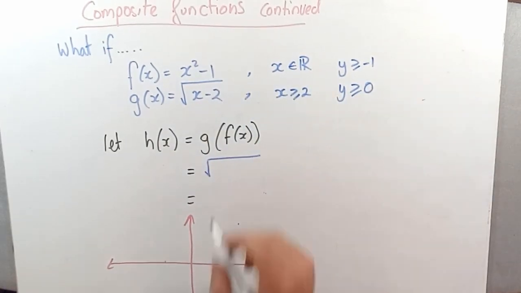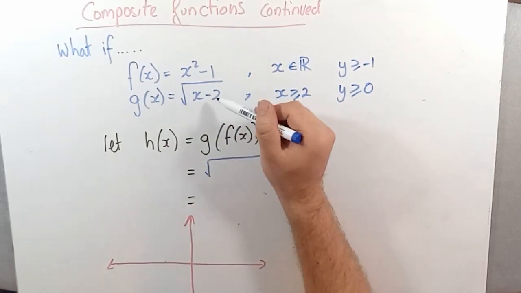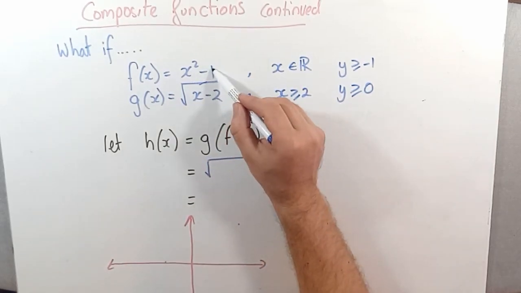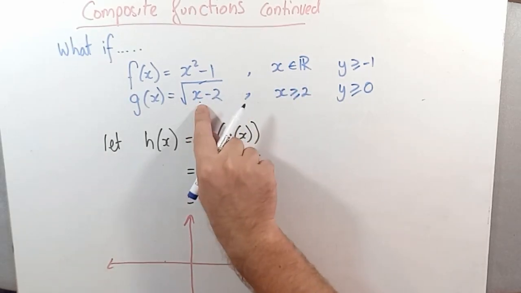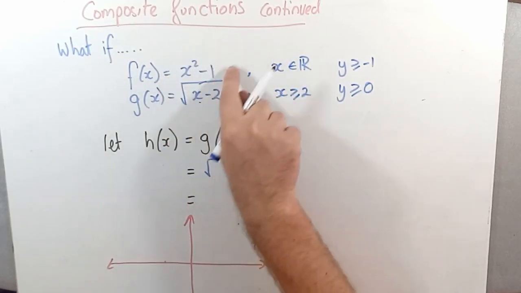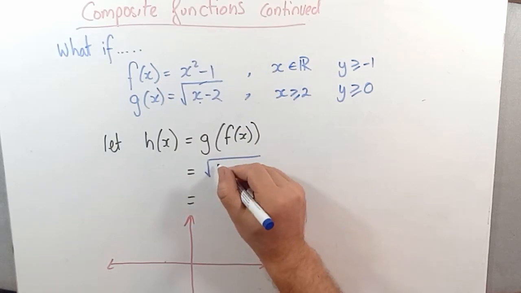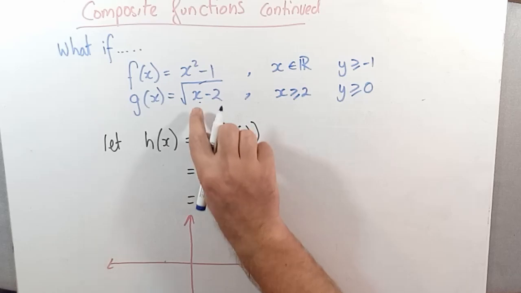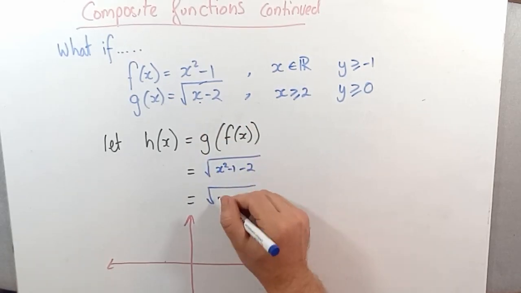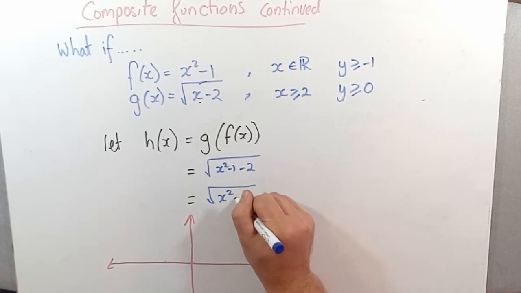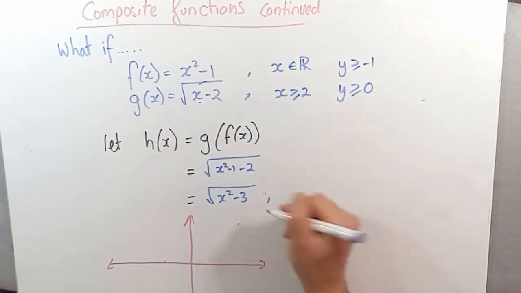So g of f of x: the inside function is going to fit inside this outside function. So for every x in this one, I substitute in the whole of the function of x. So I've got x squared minus 1 for that x, minus 2. That gives me x squared minus 3 altogether.